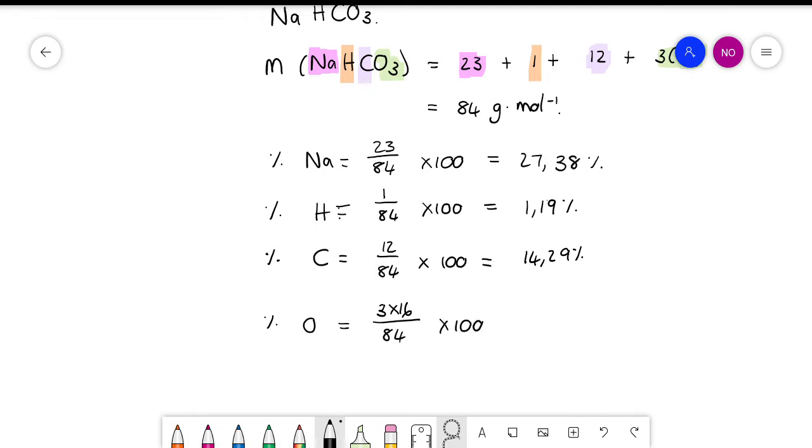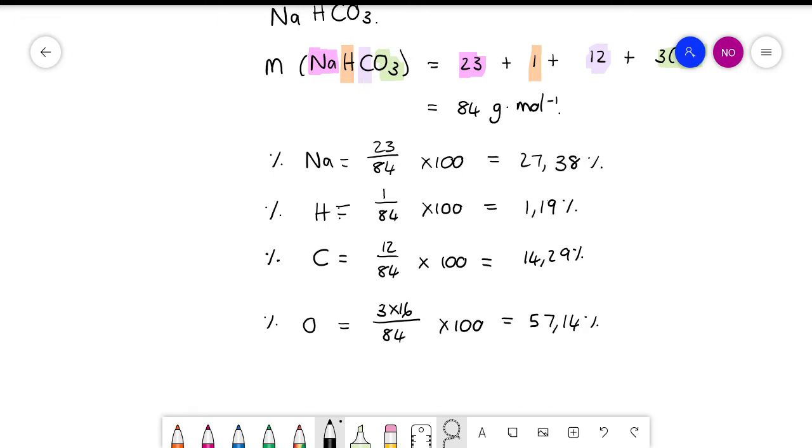Okay. Wanneer jy gaan kyk na suurstof, kyk mooi. Jy gaan nie net sê 16 gedeel deur 84 nie. Because we don't only have one oxygen. We have 3 oxygens contributing to each of those. So jy gaan sê 3 maal 16 gedeel deur dit. Soos daai. Maklik? Is nie moeilik nie.